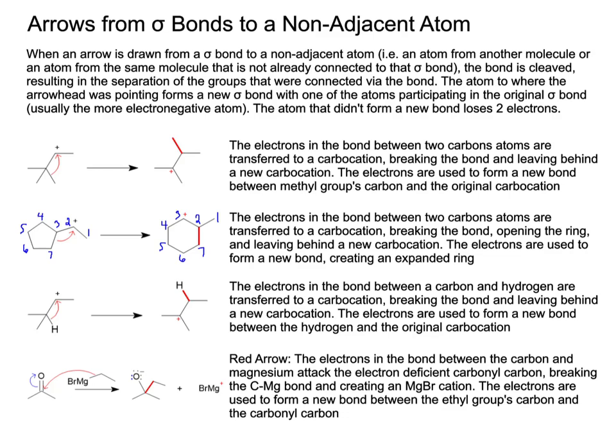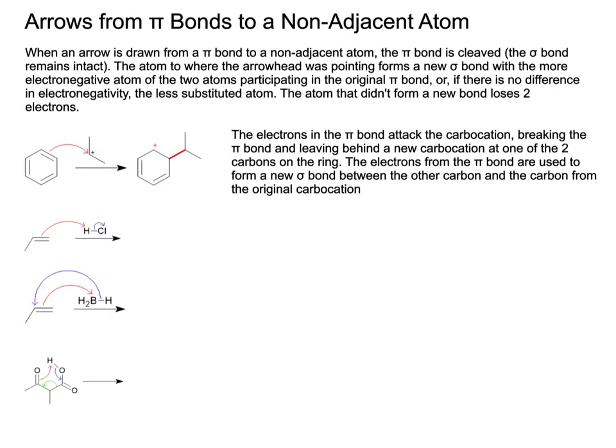That's going to create an MgBr cation, as the carbon is more electronegative than magnesium and holds on to those electrons more closely. Those electrons are used to form a new bond between the ethyl group's carbon and the carbonyl carbon. You can see that new bond in red.